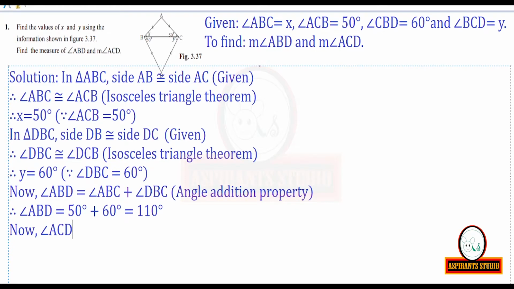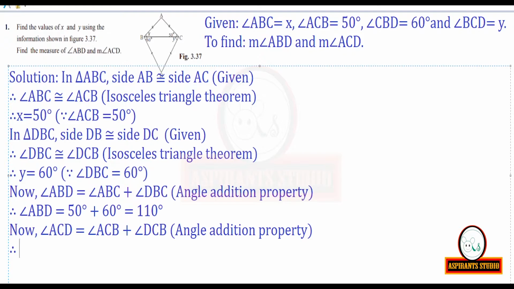Use angle addition property here. Measure of angle ACD is equal to measure of angle ACB plus measure of angle DCB by angle addition property. Look at the figure and write. Therefore, measure of angle ACD will be equal to 50 degrees plus 60 degrees.